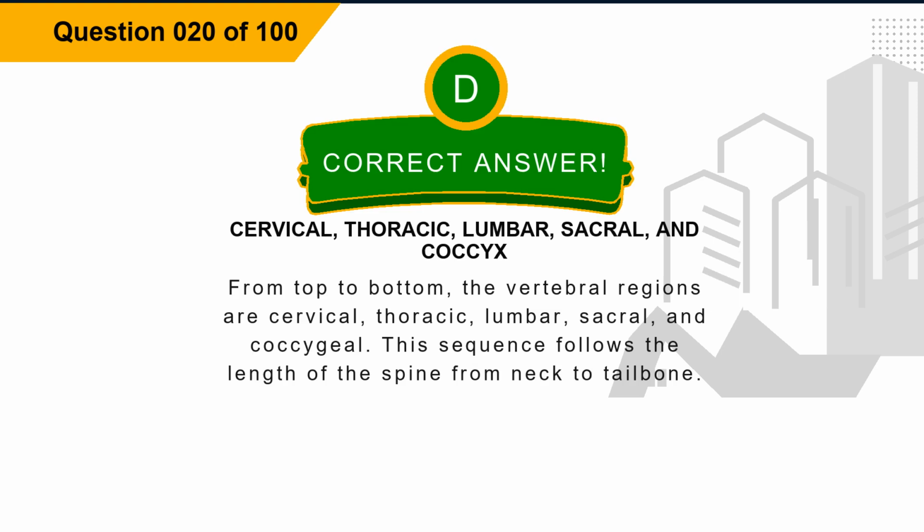The correct answer is option D, cervical, thoracic, lumbar, sacral, and coccyx. Explanation: from top to bottom, the vertebral regions are cervical, thoracic, lumbar, sacral, and coccygeal. This sequence follows the length of the spine from neck to tailbone.